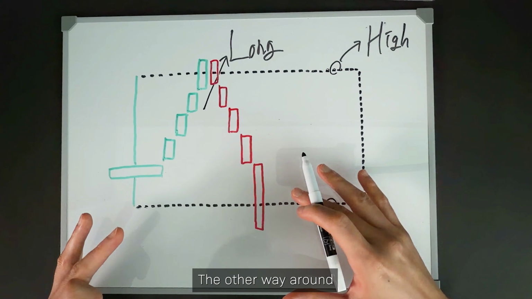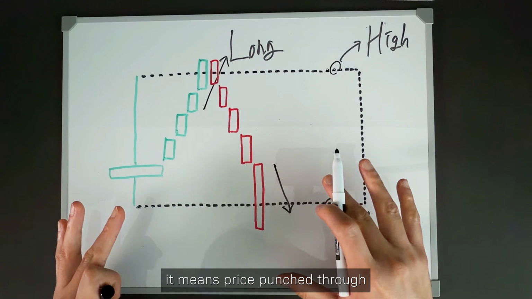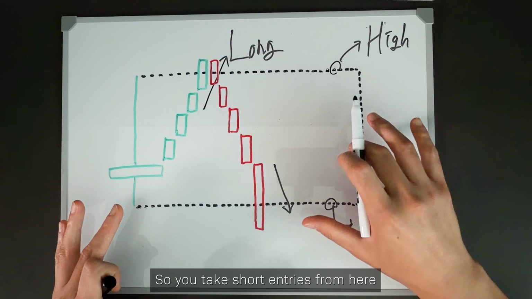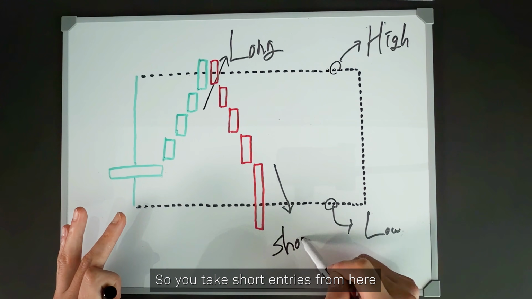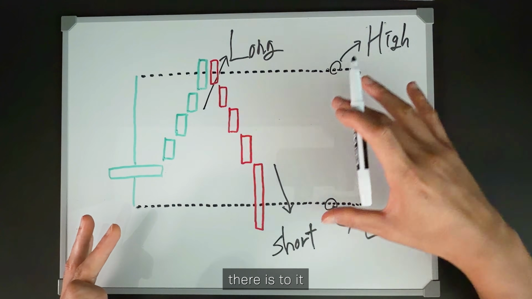The other way around, when the bottom of the box gets broken, it means price punched through the strongest level of buy interest. So you take short entries from here. That's step 1. Drawing one box is all there is to it.